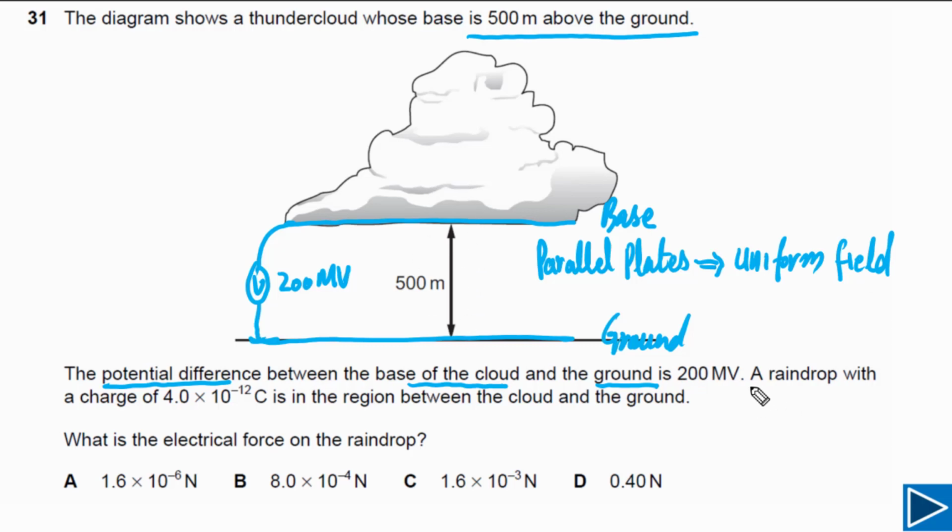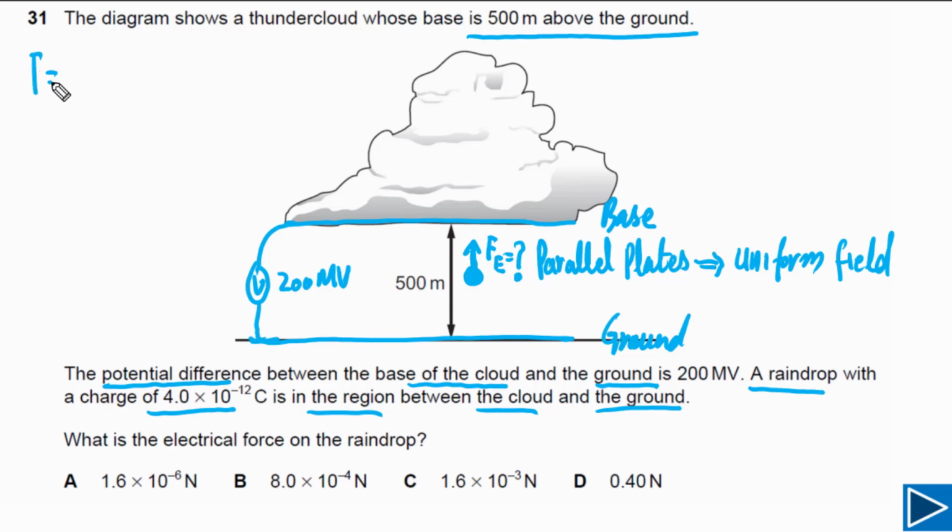It is also given to us that a raindrop with a charge of 4.0 times 10 to the negative 12 coulombs is in the region between the cloud and the ground. It simply means that the charge is placed somewhere here and we need to find out the force on this charge. Let's assume the direction of the electric force on this charge is upwards, and we can say that the force is Fe. And this is what we need to find out. We need to find out the magnitude of this force.